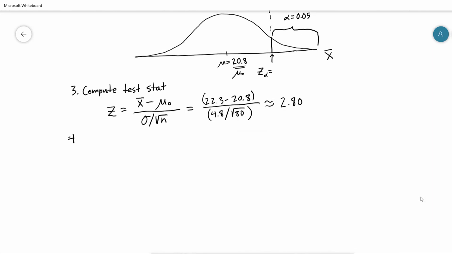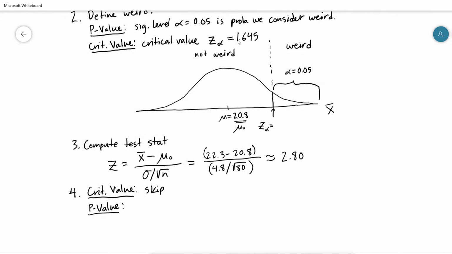Step number 4. If we're doing the critical value method, we get to skip this step because we just need to find the things that we're going to compare. I've got my two z-scores already, so I'm going to skip this step. But if we're doing the p-value method, I need two areas to compare. So the critical value method, I'm going to compare this z-score to this z-score. We've got them both. For the p-value method, I'm going to compare this area we're about to find, the area of my p-value region, with this area up here, which is alpha equals 0.05, the entire region.